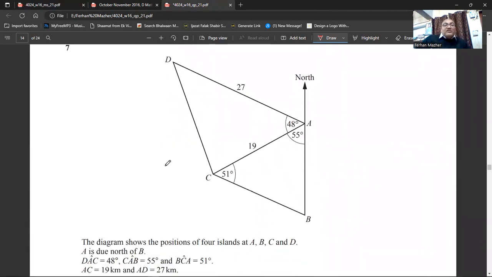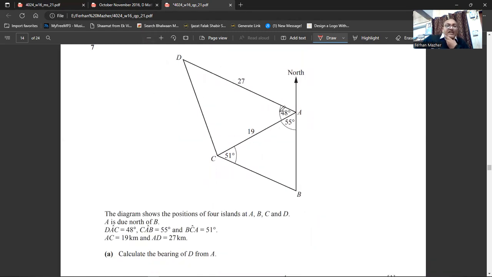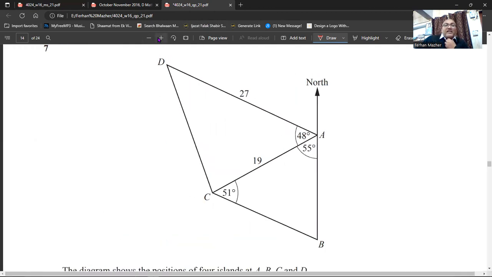He says the diagram shows the positions of 4 islands at A, B, C, and D. A is due north of B, so this is north. The DAC angle is 48. The CAB angle is 55. The BCA angle is 51. The AC side, that's this side, is 19 kilometers. AD is 27 kilometers. Calculate the bearing of D from A. So the bearing of D from A, we have to find out.